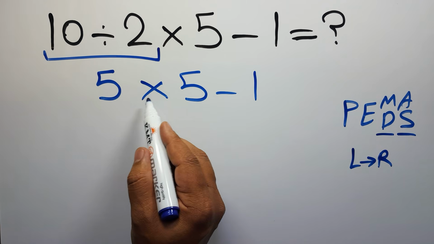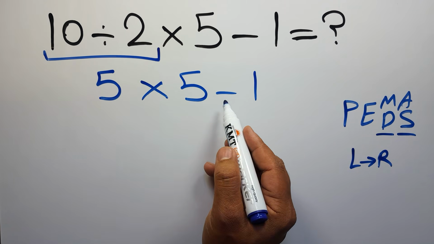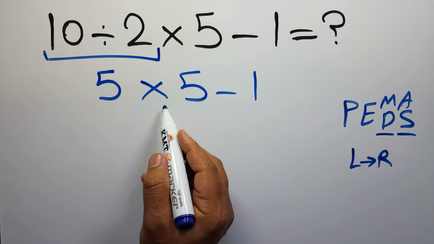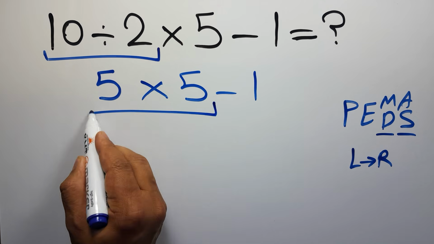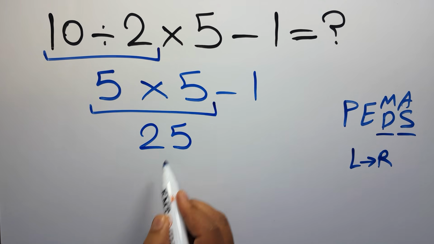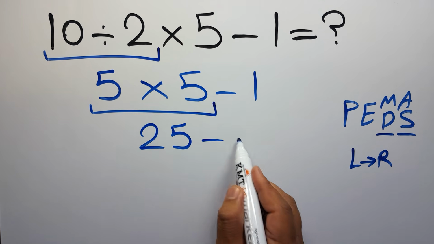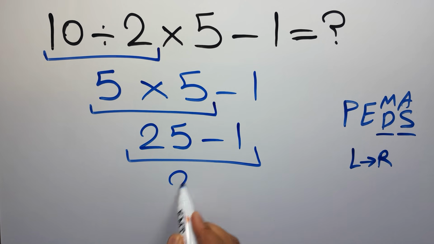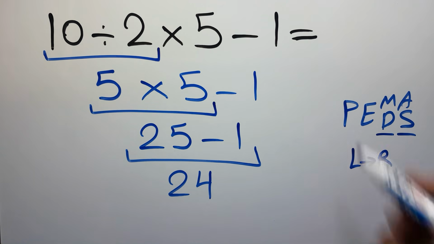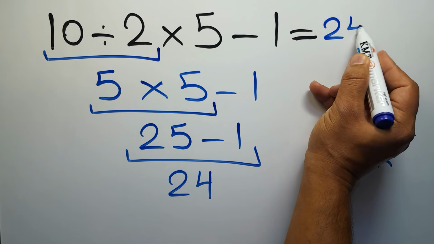According to PEMDAS, multiplication has higher priority than subtraction. So here first we have to do this multiplication. 5 times 5 gives us 25. So we have 25 minus 1, which equals 24. And this is our final answer to this problem. The correct answer is 24.